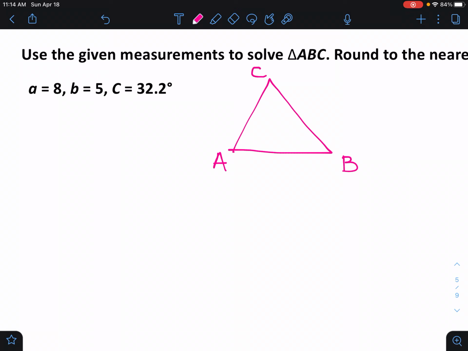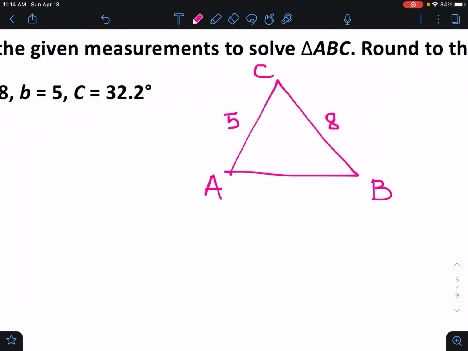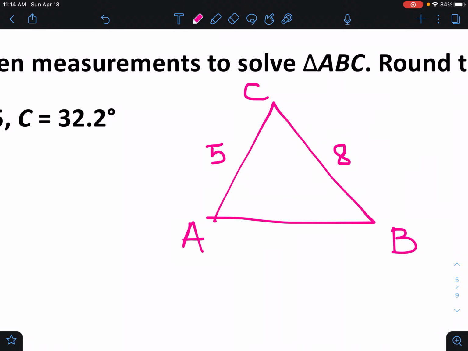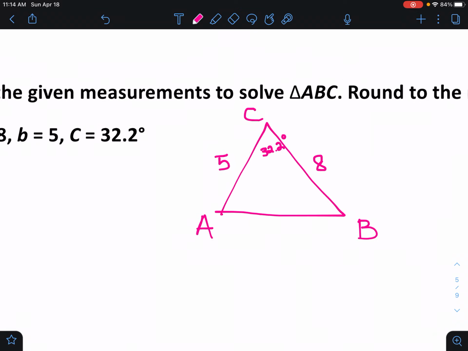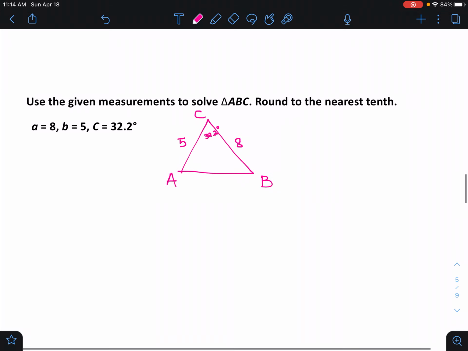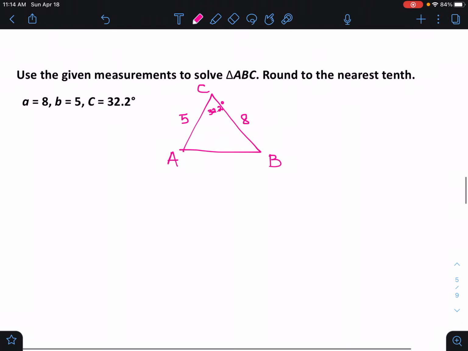So here's my triangle ABC, and side A is right here. That's across from angle A, so that's 8. Side B is 5. It's across from angle B. And angle C is 32.2 degrees. So in here, I am going to write 32.2 degrees. All right. So now what I'm trying to find is the missing stuff, remember.